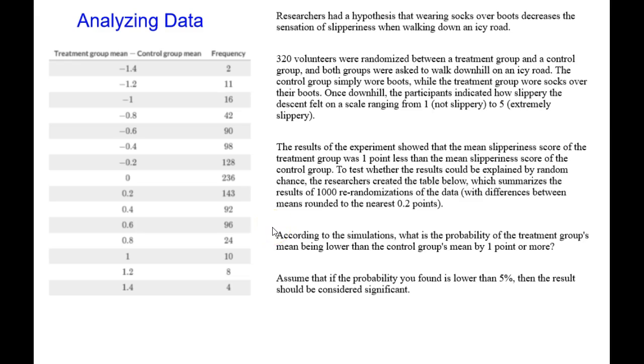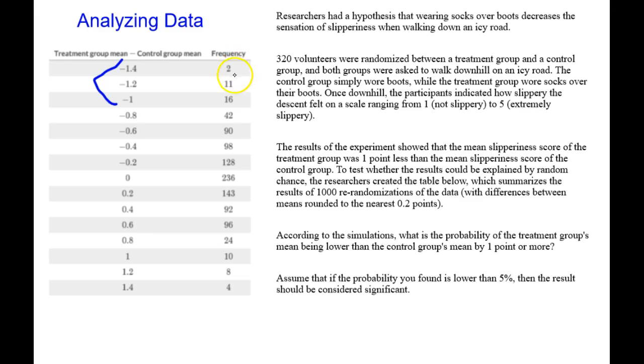For this problem, we want to determine the probability of the treatment group's mean being lower than the control group's mean by 1 point or more. So we have, again, our treatment group mean minus the control group mean, and how many times that difference occurs out of 1,000 re-randomizations. The data we're going to focus on is this top portion, because we want the score of the treatment group mean to be at least 1 point less than the control group mean.